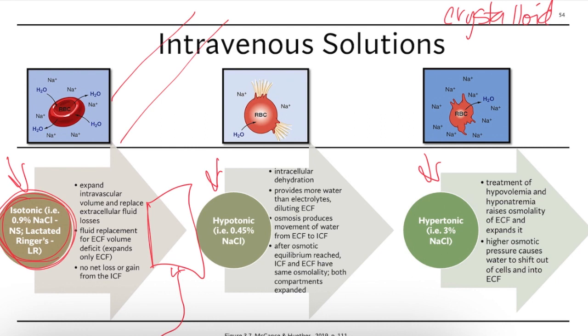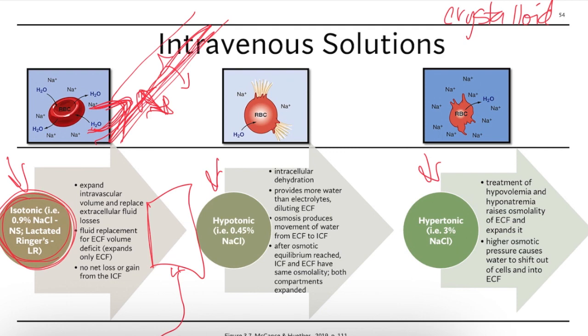And so when we give an isotonic solution, it really doesn't change the gradient between these spaces, and therefore it shouldn't change the movement of fluid between the spaces. What it should do is simply fill up or give more fluid to what's in this specific space, which is the intravascular space. And that's why we give this often for hypovolemia, because really what we want to do is just replace the fluid that's been lost in the veins. We need the heart to keep pumping. We need everything to keep moving, and so we will increase that fluid.